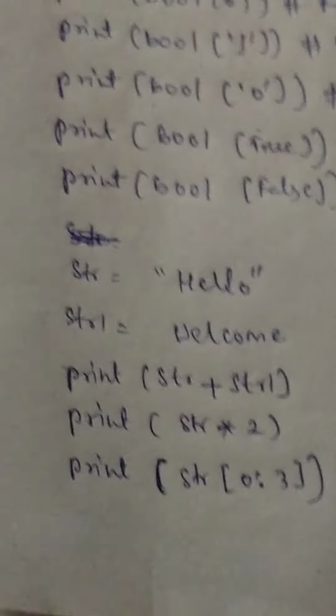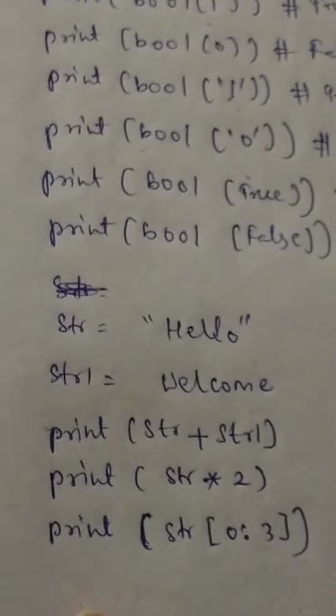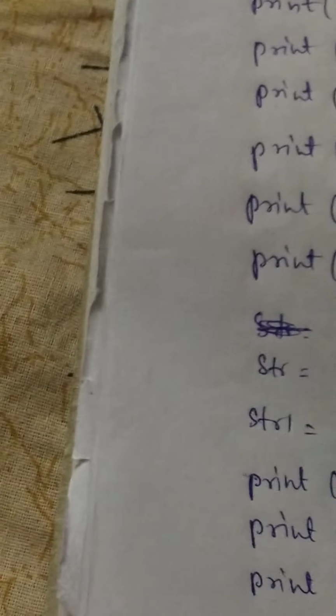Now I am going to tell about strings. A string is a sequence of characters enclosed within single quotes or double quotes. There are many string methods to access strings. A string can be accessed by slicing, by using index values. Now I am going to give an example of how to access a string and how to assign a value to a string.